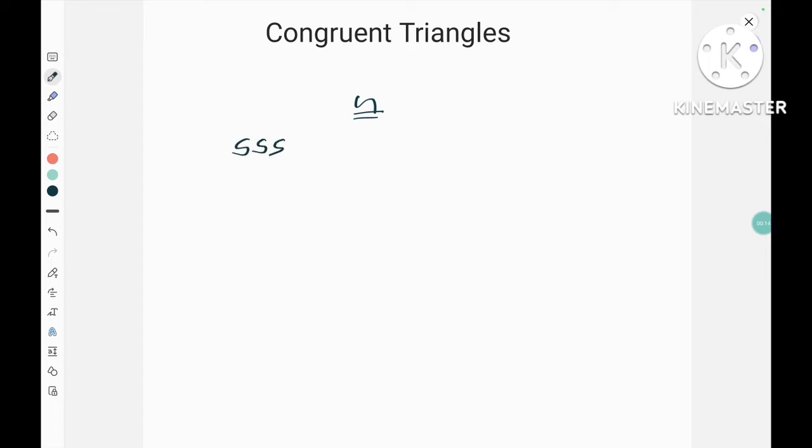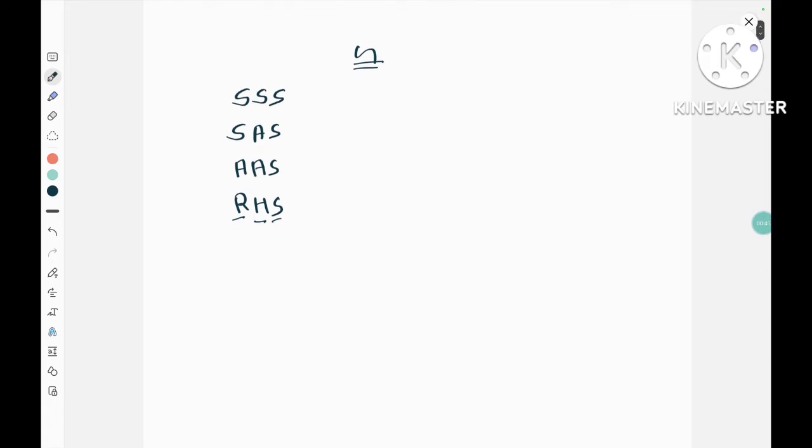SSS means if the three sides are congruent, then those triangles are congruent. SAS means side, angle, side are congruent, then those triangles are congruent. AAS means angles and a side are congruent, then those triangles are also congruent. RHS means right angle, hypotenuse and a side are congruent, then those triangles are also congruent triangles.